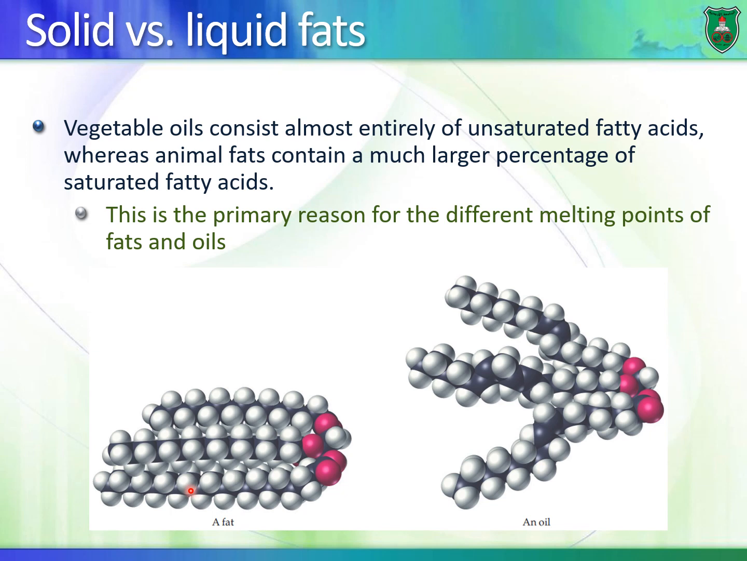On the other hand, if there is a cis double bond, it looks something like this. Now these, in red, are the oxygens. So you have a hydrocarbon chain with a cis double bond right here. It creates a kink again, and it creates a lot of space around it. That's why it is oil.